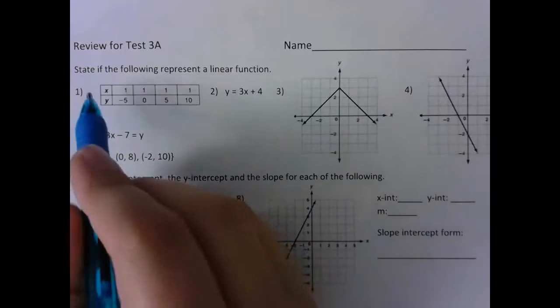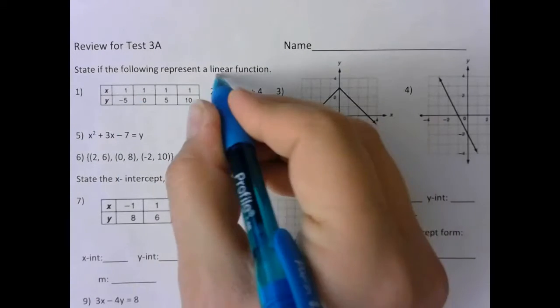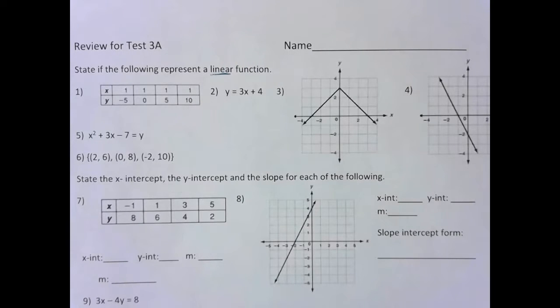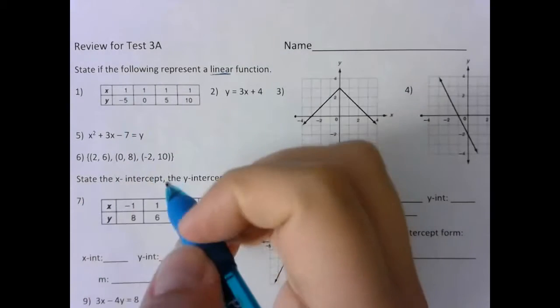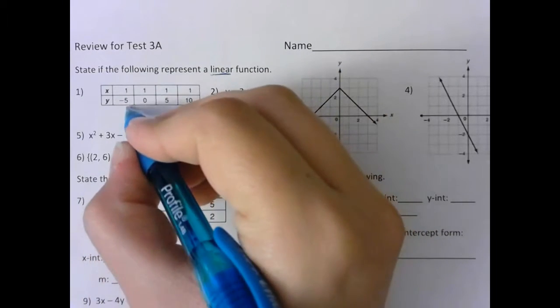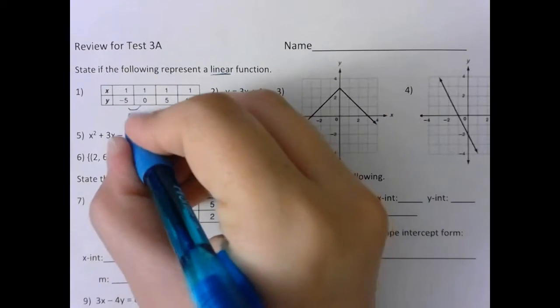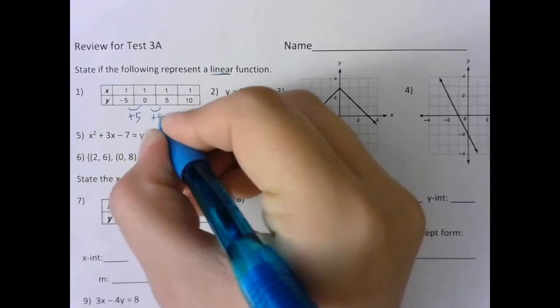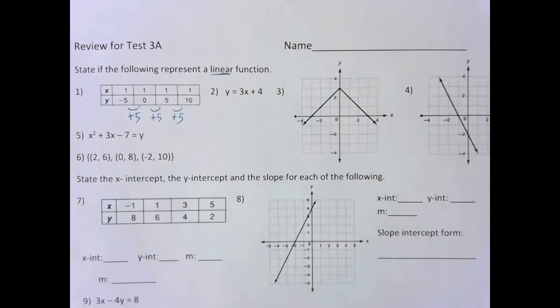All right, on our first section, we need to state if something is a linear function or not. So let's start with number one, good place to start. For a chart, you have to see if the change is constant. Well, we do have a constant change here. We have +5 and +5 and +5. And we look like we're good to go.